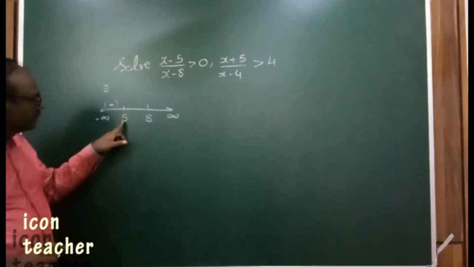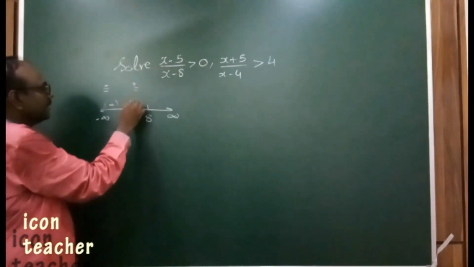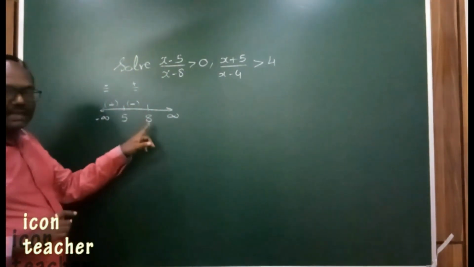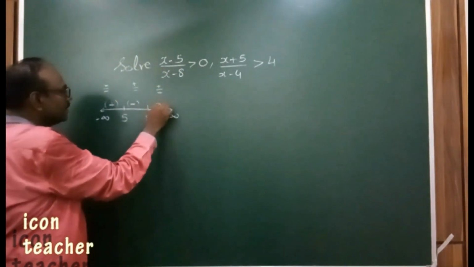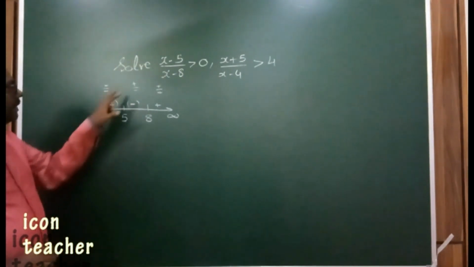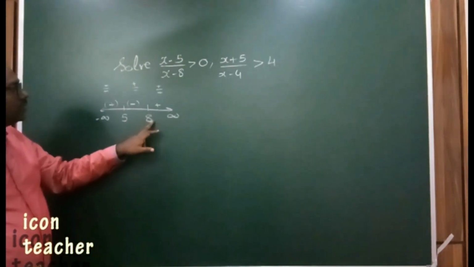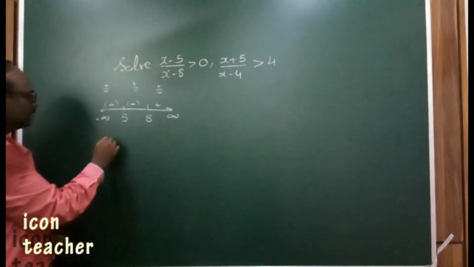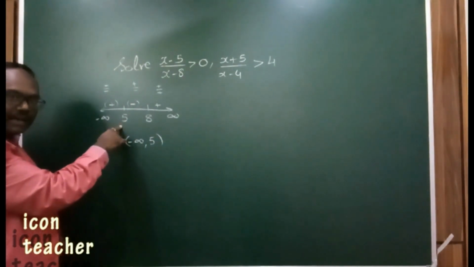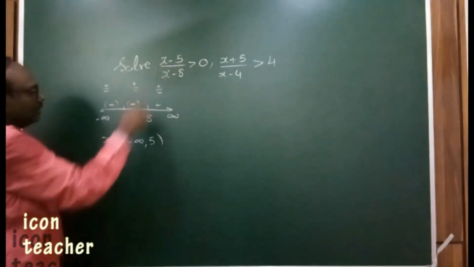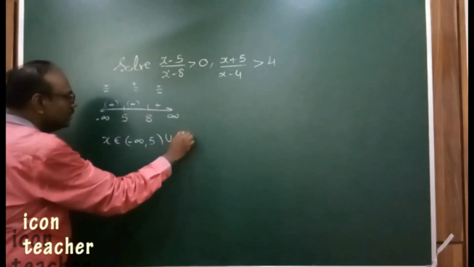Then coming to an interval between 5 and 8, choose a value, say 6. 6 minus 5 is positive and 6 minus 8 is negative, so I get negative. Then between 8 and infinity, say 9. 9 minus 5 is positive and 9 minus 8 is also positive, so we get positive. So the intervals which satisfy this inequality are from minus infinity to 5 and from 8 to infinity, because we have the greater than symbol. So x belongs to minus infinity to 5, and is 5 included? 5 is not included because we have only greater than 0, so it is not equal to 0. So I write only minus infinity to 5, union 8 to infinity.